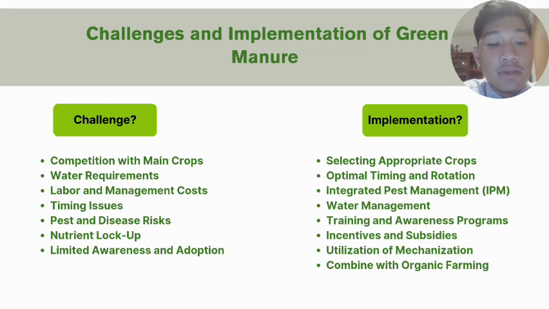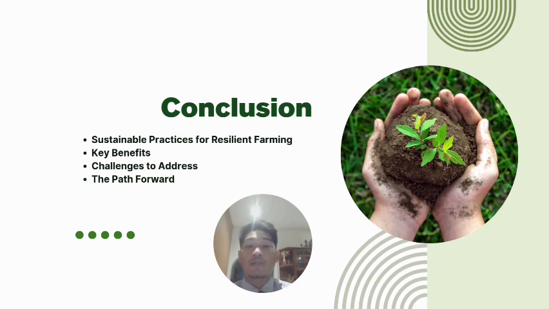Last but not least is combined with organic farming. Green manures in conjunction with organic farming practices can maximize soil's health and sustainable agricultural productivity. In conclusion, sustainable practices for resilient farming such as conservation tillage, cover crops and green manures are crucial tools for achieving sustainable and eco-friendly agriculture.